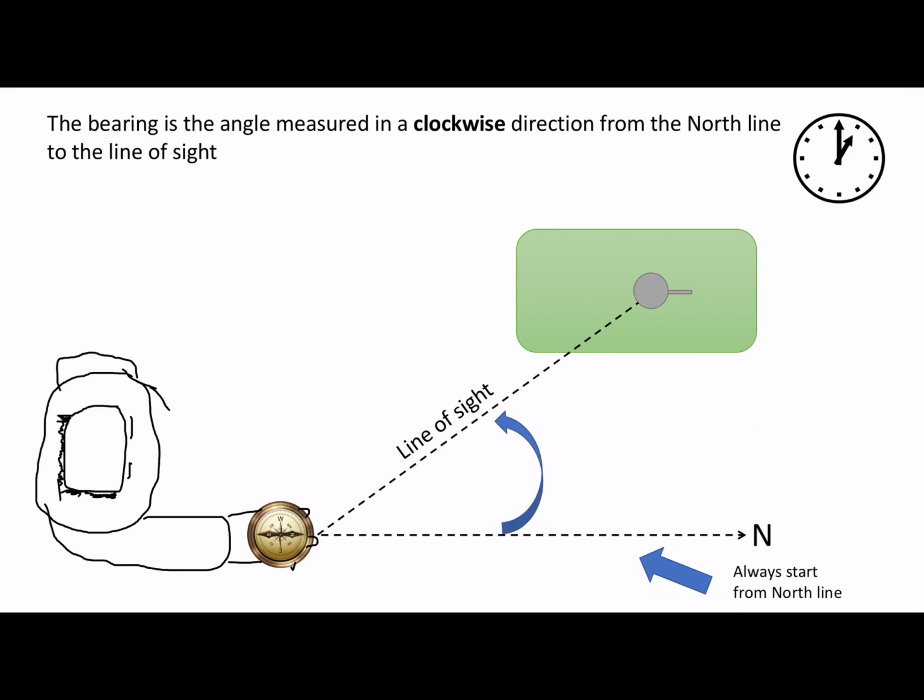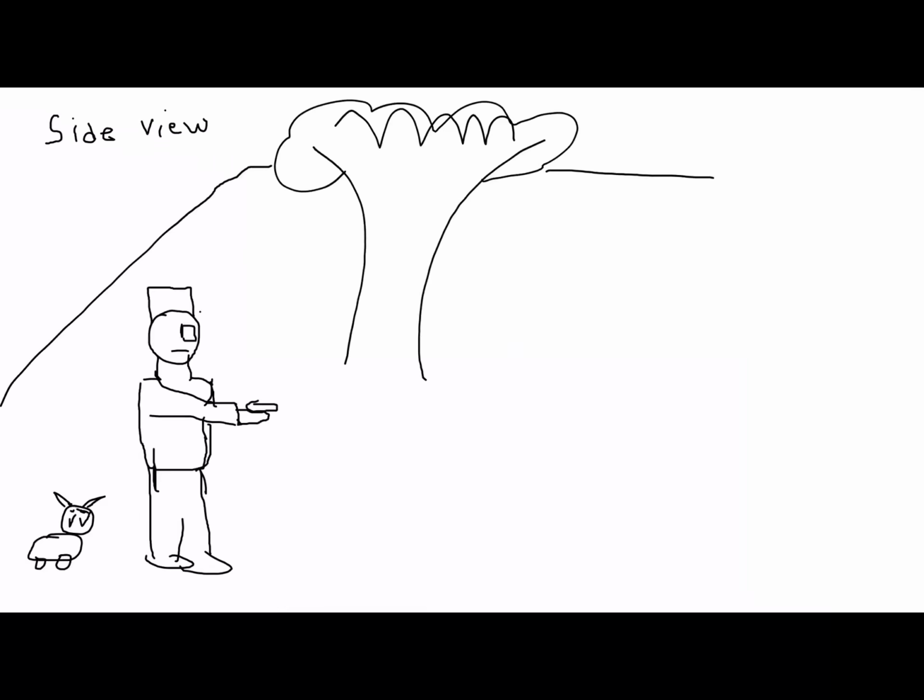The bearing must be from the north line to the line of sight in a clockwise manner. Something like this. This is clockwise. So this is the bearing. Okay, let's do another example. This person is in a park. Somewhere on his left is a tree. Somewhere on his right or behind him is a little weird creature there.